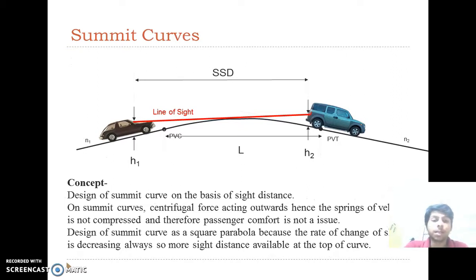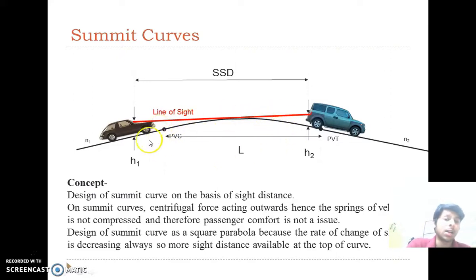Now, what is our design criteria for summit curves? Basically the concept is the same, we don't want an accident on the roads, and the general concept is we are designing summit curves on the basis of the sight distance. While this car is on the curve and another vehicle is on the curve also, then this vehicle must have a sight distance which is equal to the stopping sight distance. So this is our design criteria.